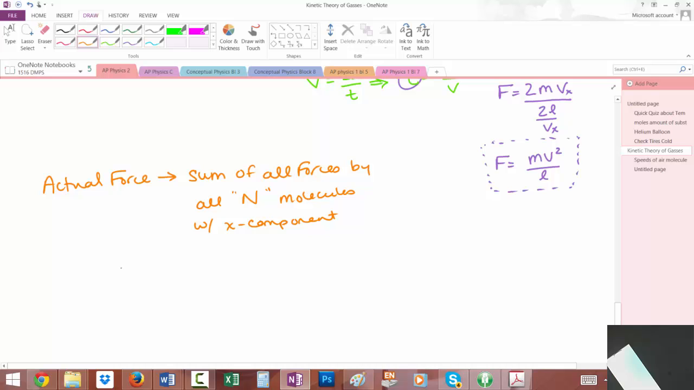So that's like F is equal to, the mass of each of them is the same, and the length of the box is the same for all of them. So I'm going to pull that m and L out, and it's really like Vx1 squared plus Vx2 squared plus, we could write this forever, but we don't want to, Vxn squared. Is that okay?